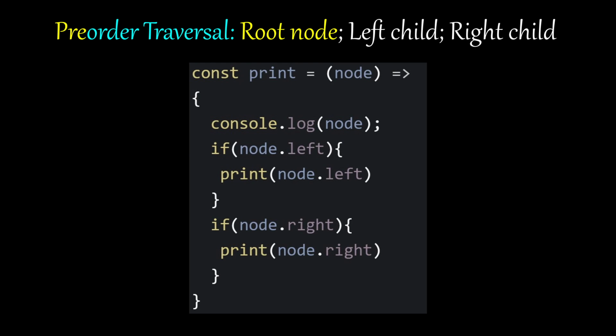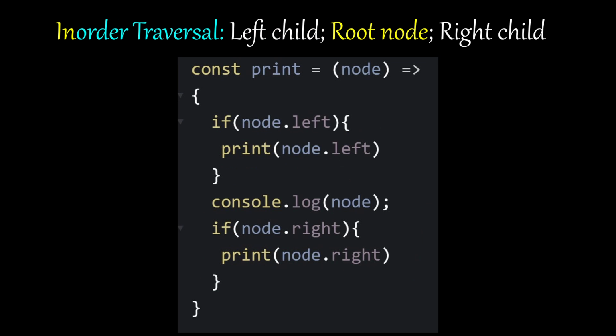This is what an algorithm for a pre-order traversal would look like. So we first print the value of the node and then call the same print function on the left node if it exists and then on the right node if it exists. An algorithm for an in-order traversal will look like this. We call the print function on the left node if it exists, print the value of the node, and then call the print function on the right node if it exists.